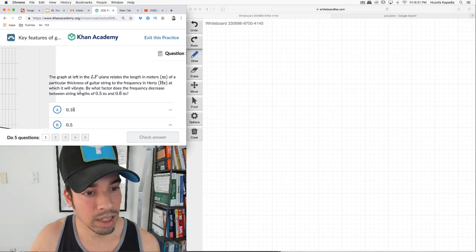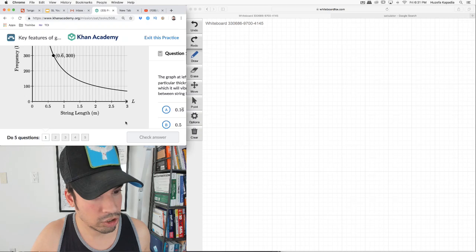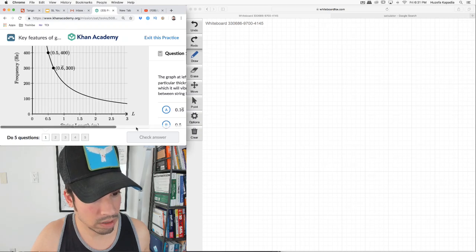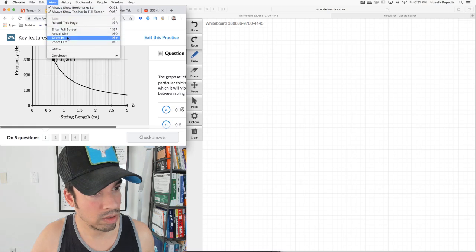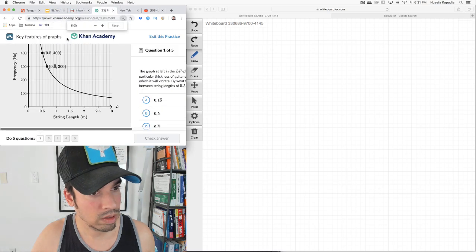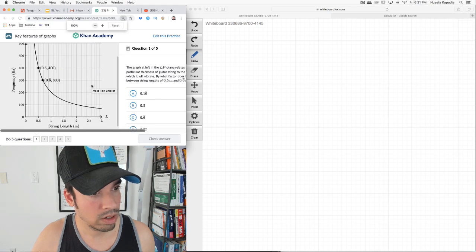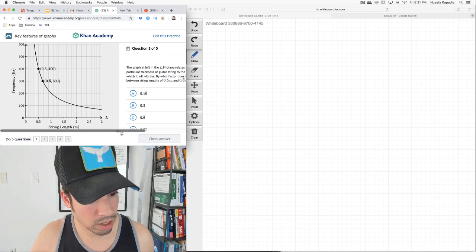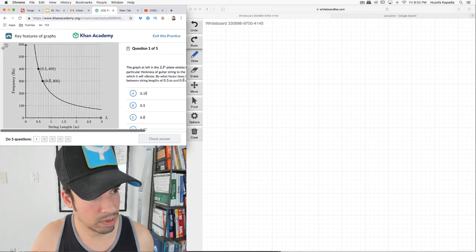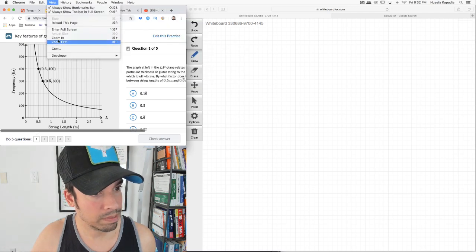The graph at the left in the LF plane relates the lengths in meter. You know what? Let's actually take a screenshot. Hold on here. Let's zoom out, and let's go to regular size. See if I can get the whole thing in here. I know this gets a little small and people have complained. Viewers have complained, so I try to keep it as big as possible, but there we go. All right, let's zoom back in.